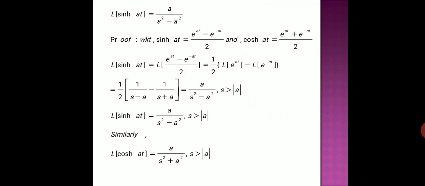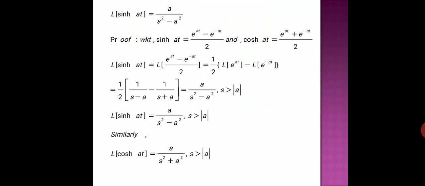L of e power at is equal to 1 divided by s minus a, minus 1 divided by s plus a. And then you have to simplify this one, we get a divided by s square minus a square, s greater than modulus a. Then automatically we get L of sin h at is equal to a divided by s square minus a square, provided s greater than modulus a. Similarly, L of cos h at is equal to s divided by s square minus a squared, s greater than modulus a.